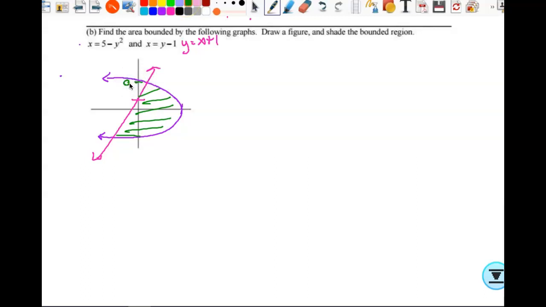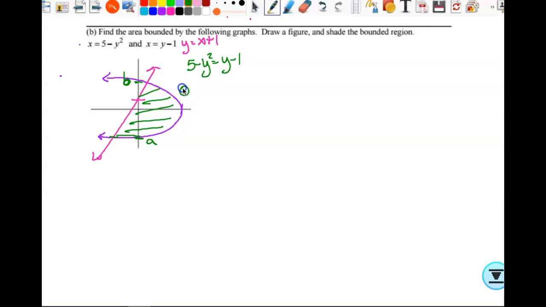Oh, see, I want to make this A. Is this A? No, that is B. And then this would be A right here. And we're finding the areas bounded by the y-axis. Okay? Which means I want my A and B to be y, so I need to figure out when these y's are the same. So I'm going to do 5 minus y squared equals y minus 1.